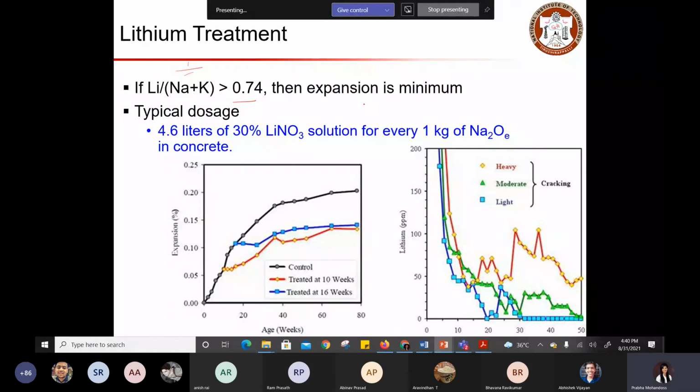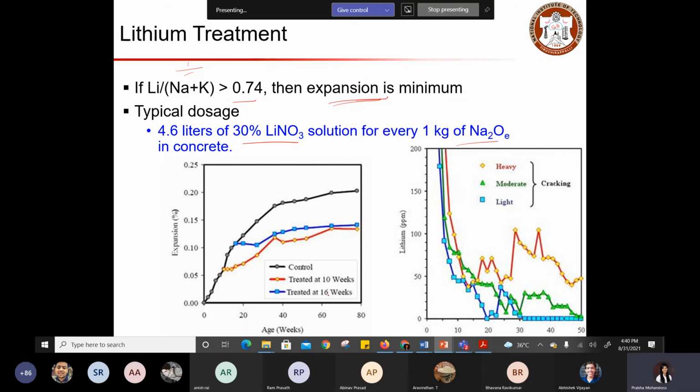A typical dosage that you can consider would be 4.6 liters of 30% lithium nitrate solution for every 1 gram of sodium oxide that is there in the concrete. That basically represents the alkali content in your concrete. So if you add 30% lithium nitrate, then you can reduce the expansion and thus the cracking due to ASR attack.